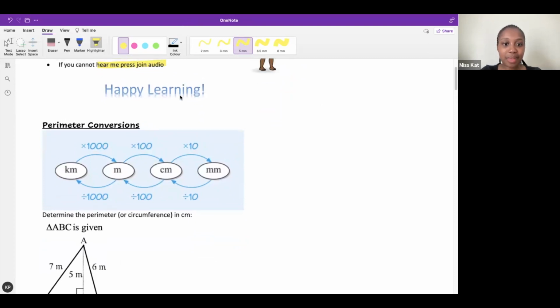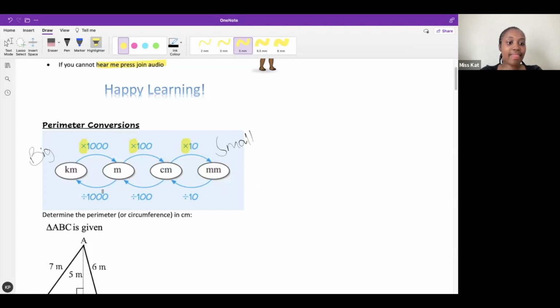Okay. Now, this is a very nice sketch that you can make for yourself or take a screenshot or whatever, but you just need to remember it. So remember, if you're going from the big unit to the small, you multiply. Okay, so we're multiplying.